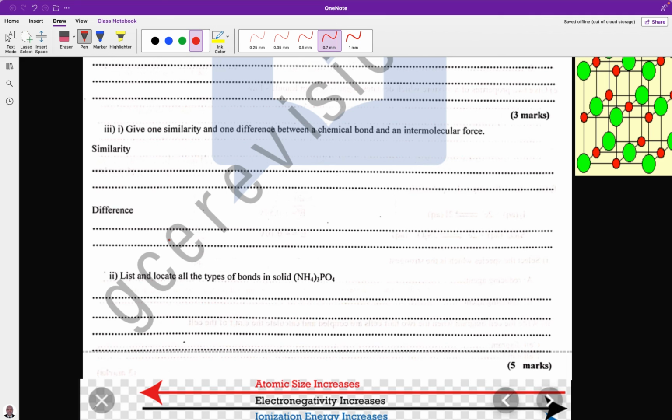Another difference is chemical bonds involve the transfer or sharing of electrons, whereas intermolecular forces only involve the attraction of molecules to each other.